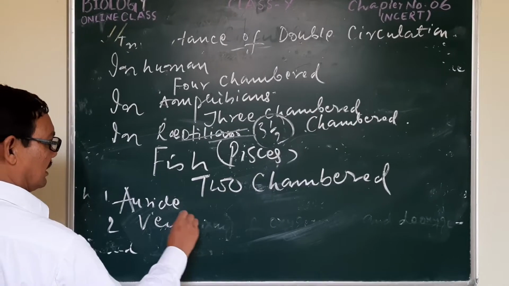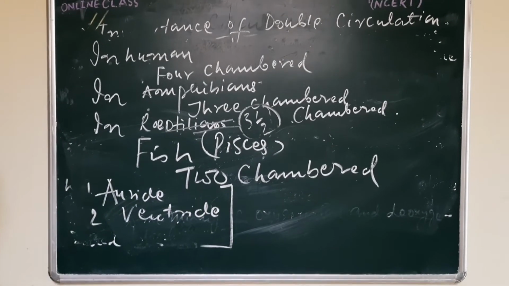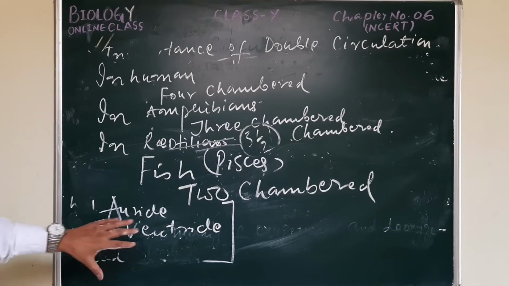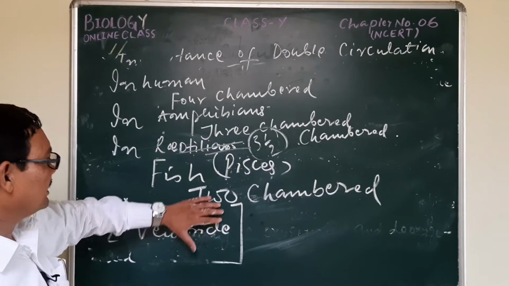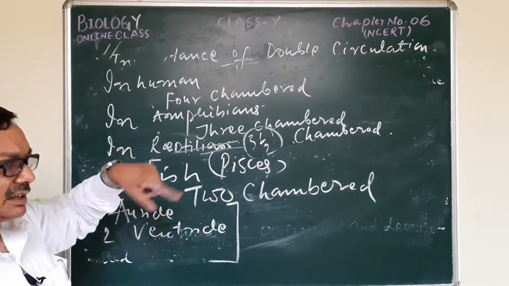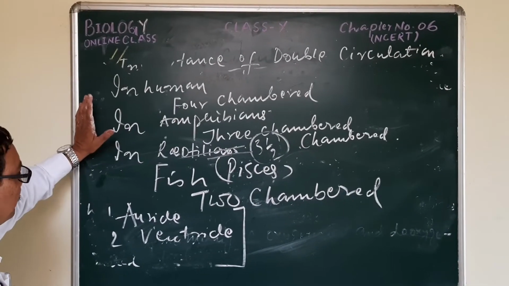One unique feature of the fish heart is that no oxygenated blood circulates through it. Only deoxygenated blood circulates through the heart in a single circulation. Here there is no double circulation.